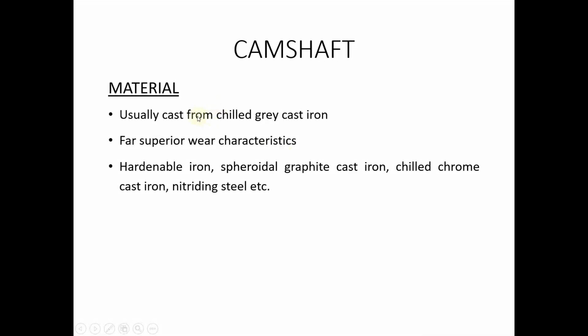The material used for camshaft is usually chilled grey cast iron and it is produced by casting. So camshafts usually are available as billets. Billets in the sense they are cylindrical rods. Then we have to manufacture the shapes by various machining processes.